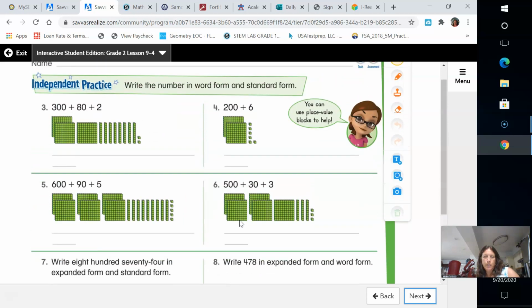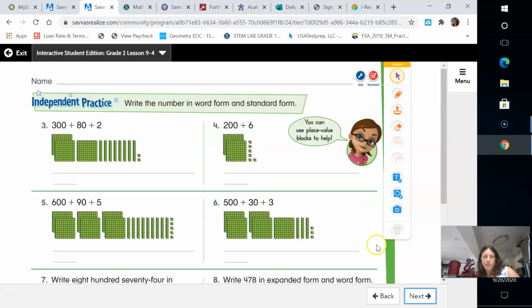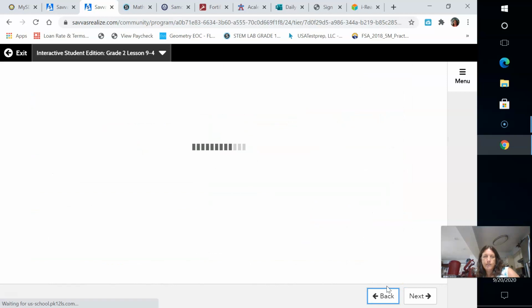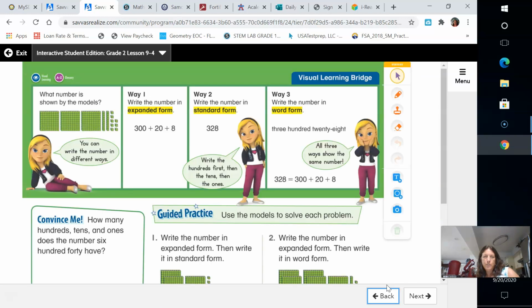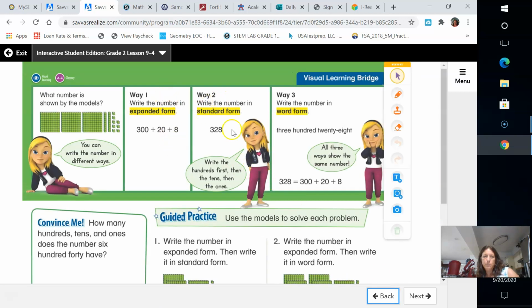This one's a little tricky. I would keep going back if you're not sure which one is which, and look at this page because it has them. Expanded form is where you're adding all the separate values together. Standard is how we normally write numbers, and the word form is writing the number out in words. All right, so take your time, work on lesson 9-4. When you think you've got it, go do the quick check and solve this math for 9-4.